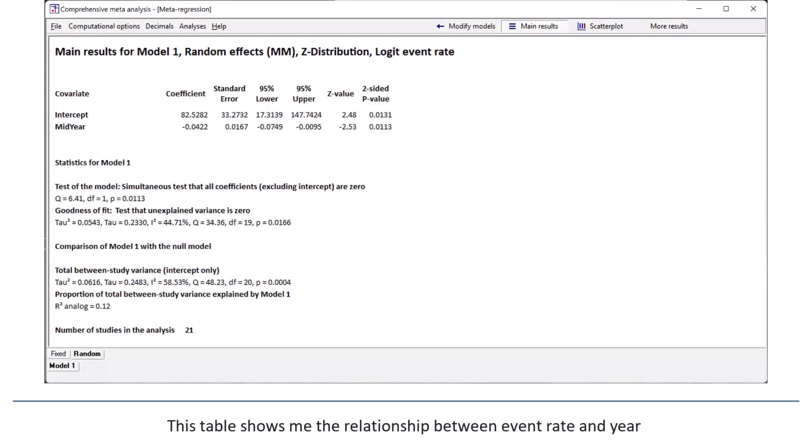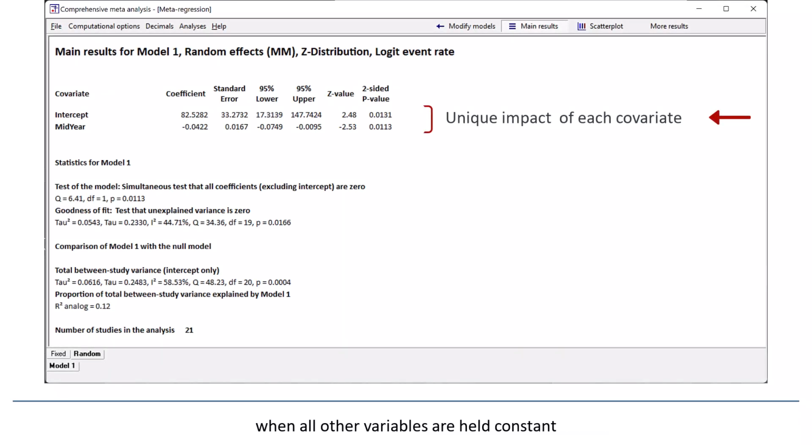This table shows me the relationship between event rate and year when all other variables are held constant. In this case, the only variable in the equation is year, and so this is simply the relationship between event rate and year. As we move from one year to the next, the expected risk drops by 0.04 logit units.